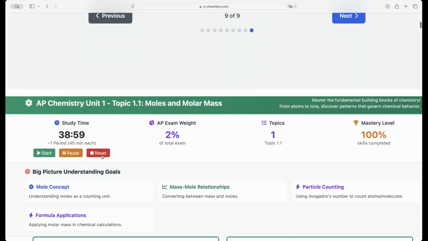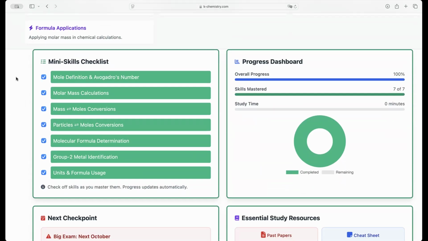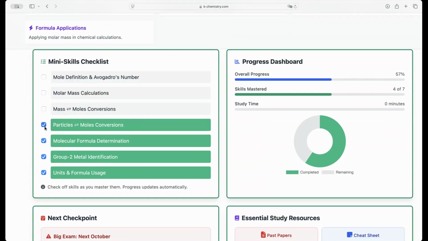So here I have started from some time. You can start from the beginning. This topic is almost 2% of the total exam of the AP Chemistry exam. This is 1.1. We know the mastery level from the beginning. Here I have finished all the checklists. That's why my mastery is 100%.